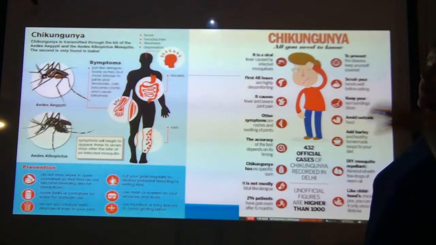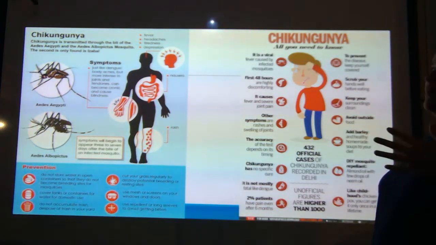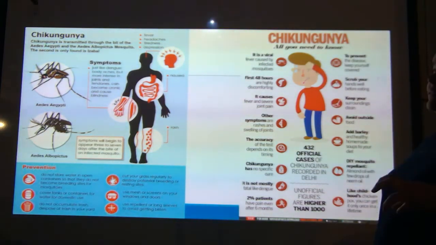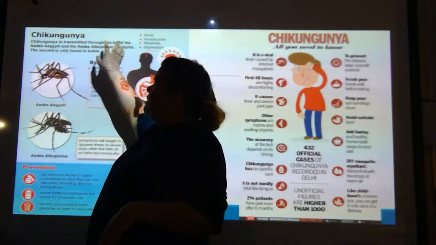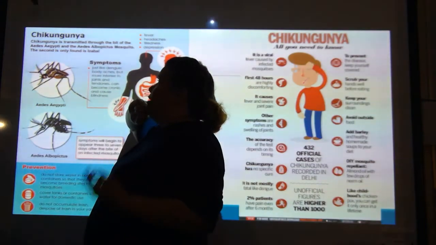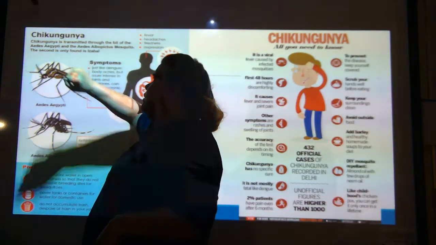Chikungunya is transmitted through the bite of the Aedes aegypti and Aedes albopictus mosquitoes. So these two specific species of mosquitoes are the ones that are transmitting it. The second is only found in Ebola.